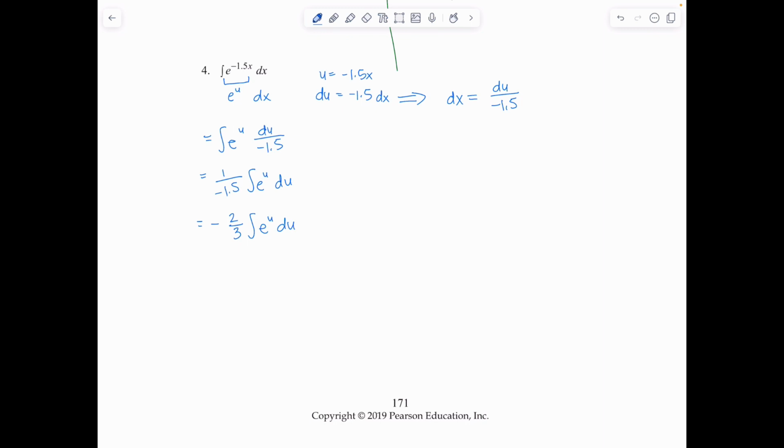And now we have it all in terms of u. So we can take our integral. We'll have negative 2/3. The integral of e to the u is e to the u plus c. And so we'll substitute back in. U was negative 1.5x plus c. Let's check it.